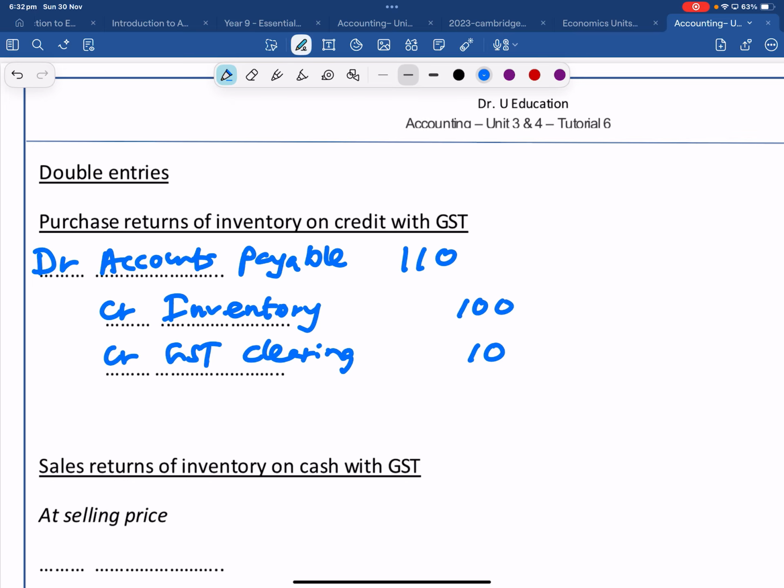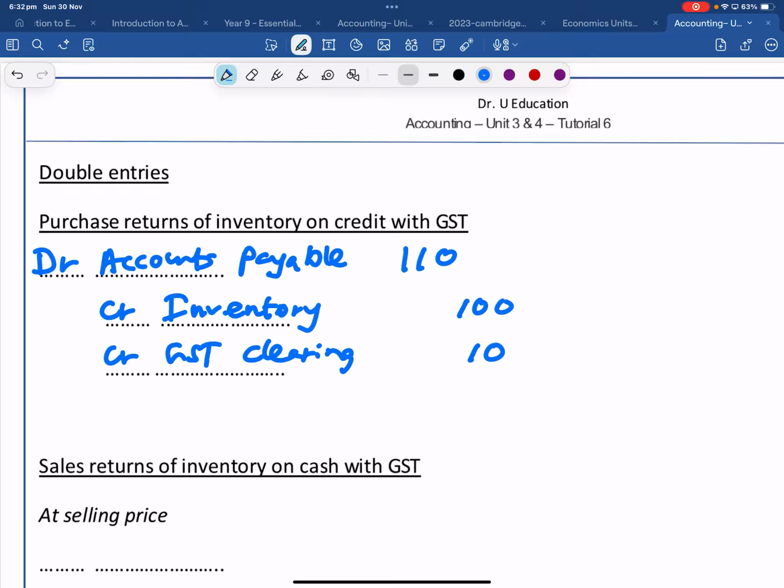Usually the practice is, we record the inventory first, then GST, right? For recording it's easy. Why? You just take 10% of the inventory. Yeah, so usually that's the practice. Right?